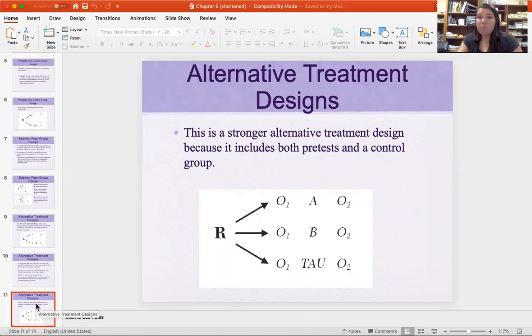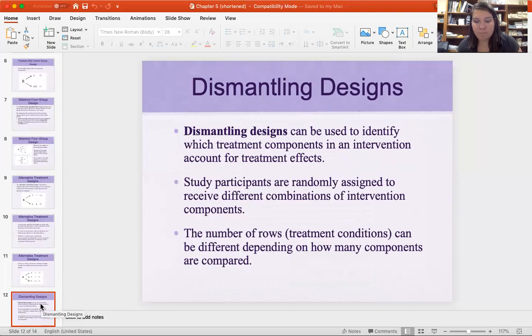So this is very similar, alternative treatment designs. This is a stronger study because you're looking at, again, random assignment. So you're going to assign them to either trauma-focused CBT, EMDR, or treatment as usual. And let's say treatment as usual is just like support groups, right? So that's just what they're standardly, naturally going to get no matter what, versus an actual treatment. All have pre-tests here, and all have post-tests as well. So this is similar to the alternative treatment designs, but it also adds in a control group as well.